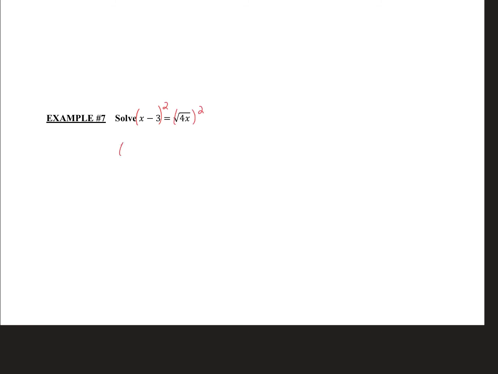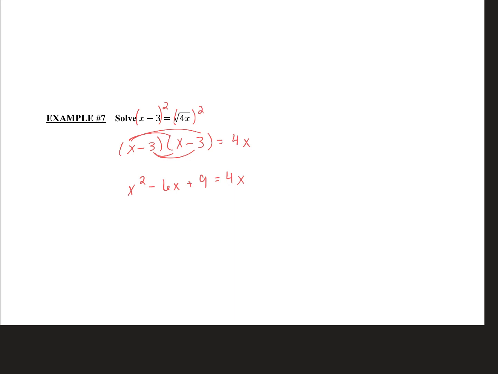All right, so we have x minus 3 times x minus 3. Remember, if we're squaring something like that, we have to FOIL it. And then on the right side, we're just going to have 4x. Okay, so if I FOIL this out, x times x, x times negative 3, negative 3 times x, negative 3 times negative 3, I'll get x squared minus 6x plus 9 equals 4x.